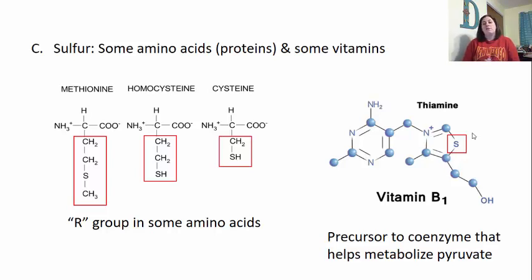We also see that sulfur is important for some vitamins, like in this case, vitamin B1. This is a precursor to a coenzyme that helps metabolize pyruvate. All right, and so this is going to be an important precursor to help those enzymes function properly.